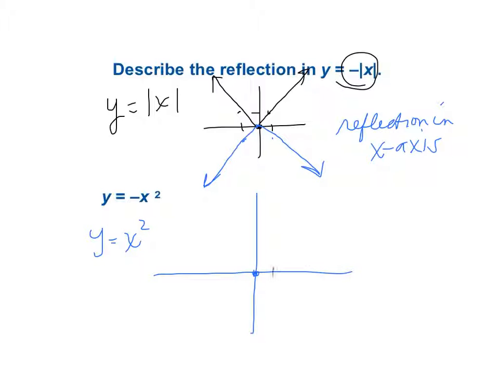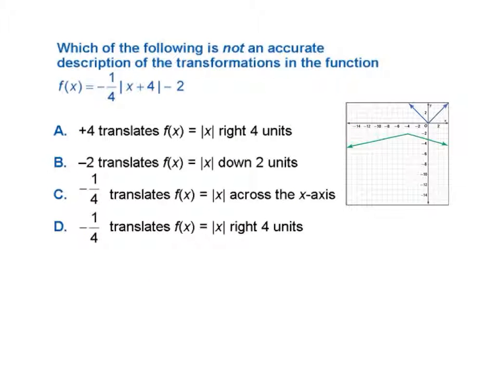It's centered at 0, 0, over 1, up 1, over 2, up 4. So it looks curvy, like this. All right. So a negative is going to turn it upside down, just like this, a reflection in the x-axis. So here's an equation. Like I said, once again, we're heading towards the ability to graph it without having to plot points.